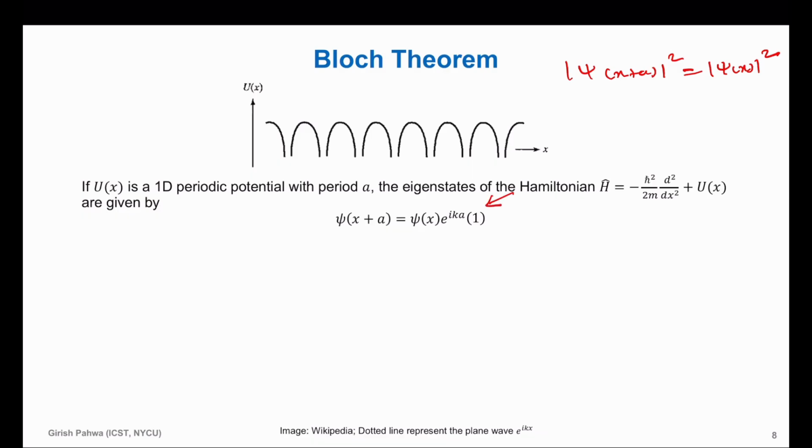Can you now see what I am trying to say? What if I take the mod here on both sides and square it? What will happen in equation number 1? This is equal to the square. What will happen to this? This will become 1. Mod of e to the power iota k, that's 1. Right? So this is actually giving me this. This is what I want.